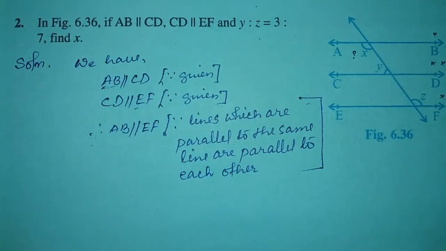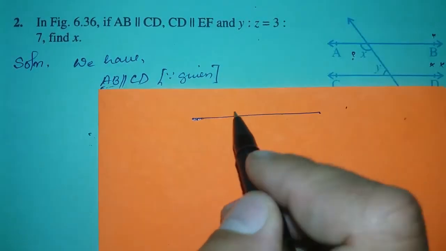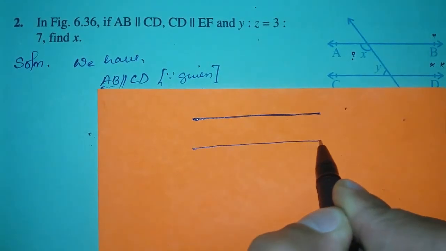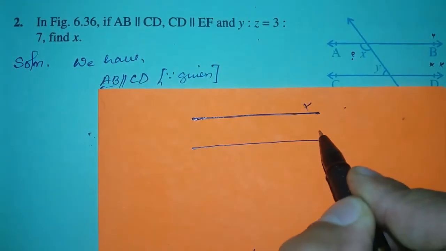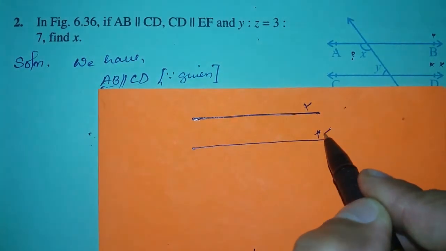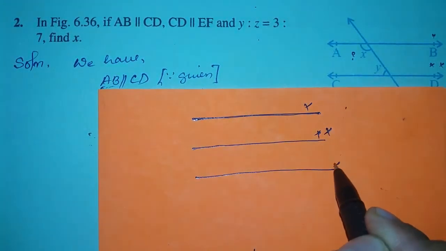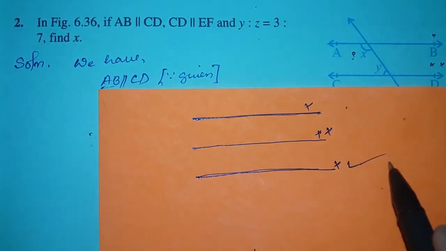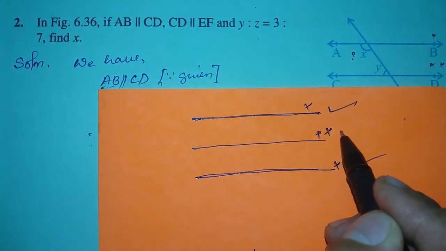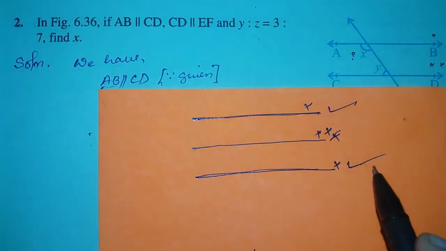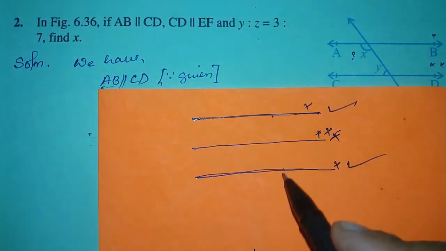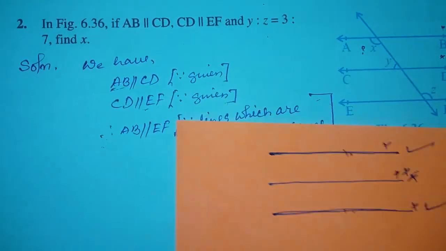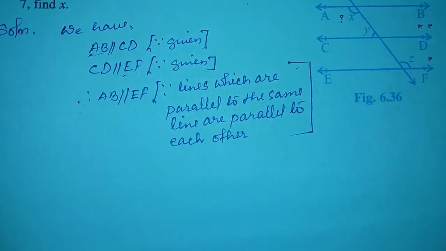I've already explained this. If we have a line here which is parallel to this line, now this line and this line are parallel. Again, this line is parallel to this line. Now since this line and this line are parallel to this same line, therefore these two must also be parallel to each other. So that is the property that we have already discussed.